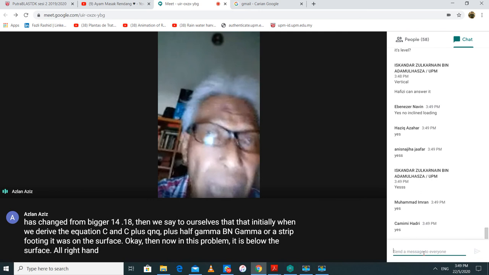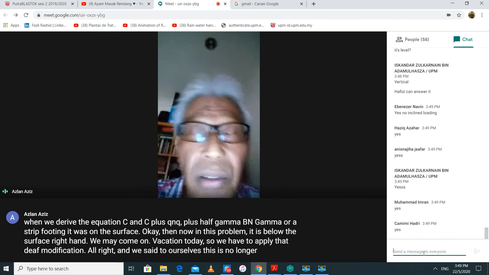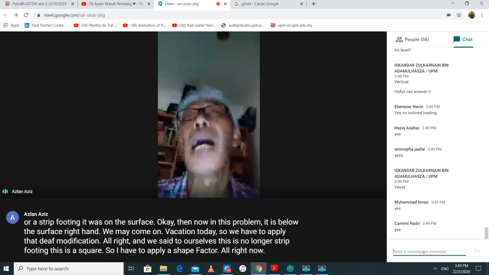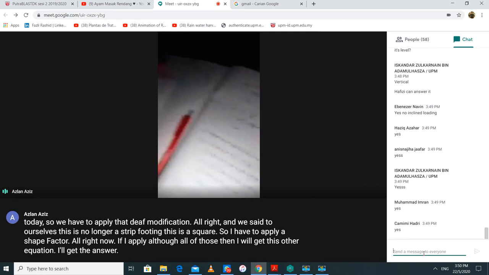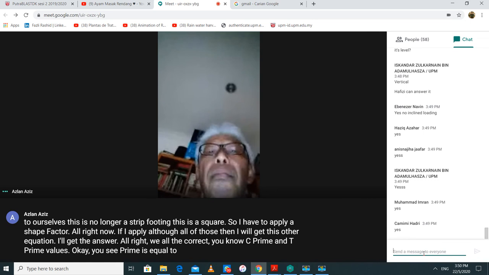So we have to apply that depth modification. And we said to ourselves, this is no longer a strip footing. This is a square, so I have to apply a shape factor. Now, if I apply all of those, then I will get the other answer, with all the correct c prime and phi prime values. The c prime is equal to the c drained value. The phi prime is equal to the phi drained value.